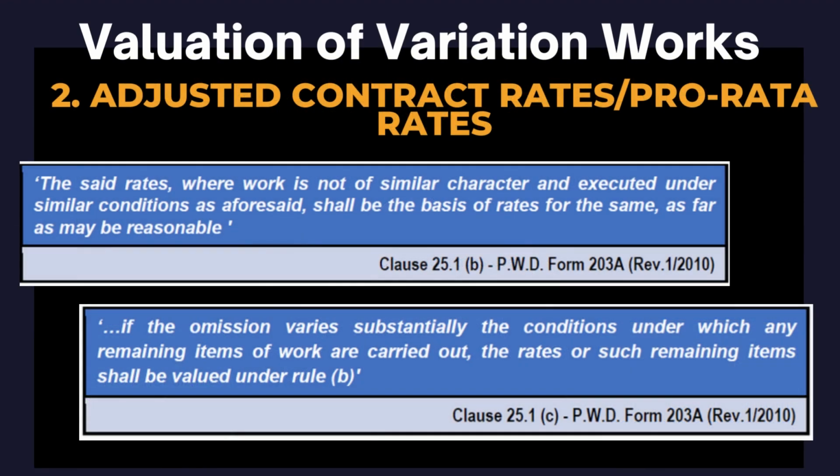This method is explained in Clause 25.1b in PWD 203 as standard form of contract, where the said rates, where work is not of similar character and executed under similar conditions as aforesaid, shall be the basis of rates for the same, as far as may be reasonable. And in Clause 25.1c, where, if the omission varies substantially the conditions under which any remaining items of work are carried out, the rates of such remaining items shall be valued under Rule B.